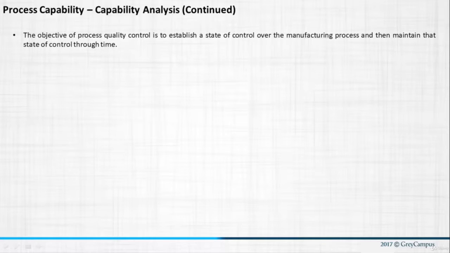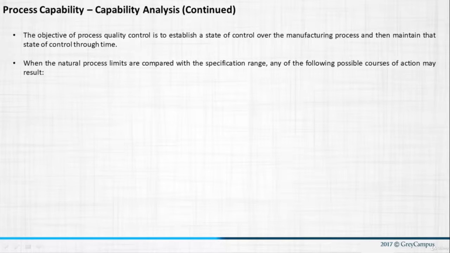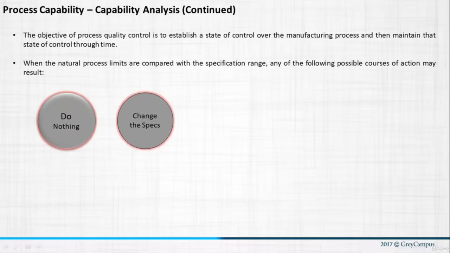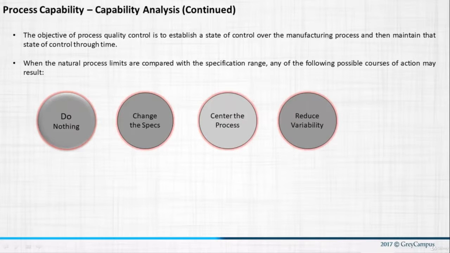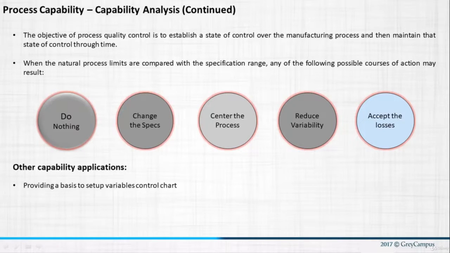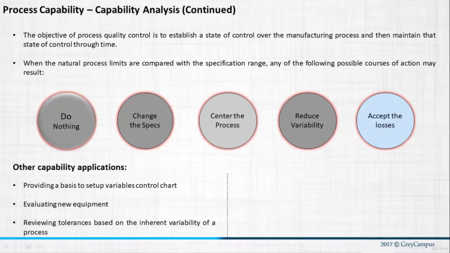Say this Cp and Cpk stuff is all well and good, but what do I do once I actually collect the data and I realize that my process is not capable? Well, there are several courses of action. Also, where else can I use this process capability analysis?